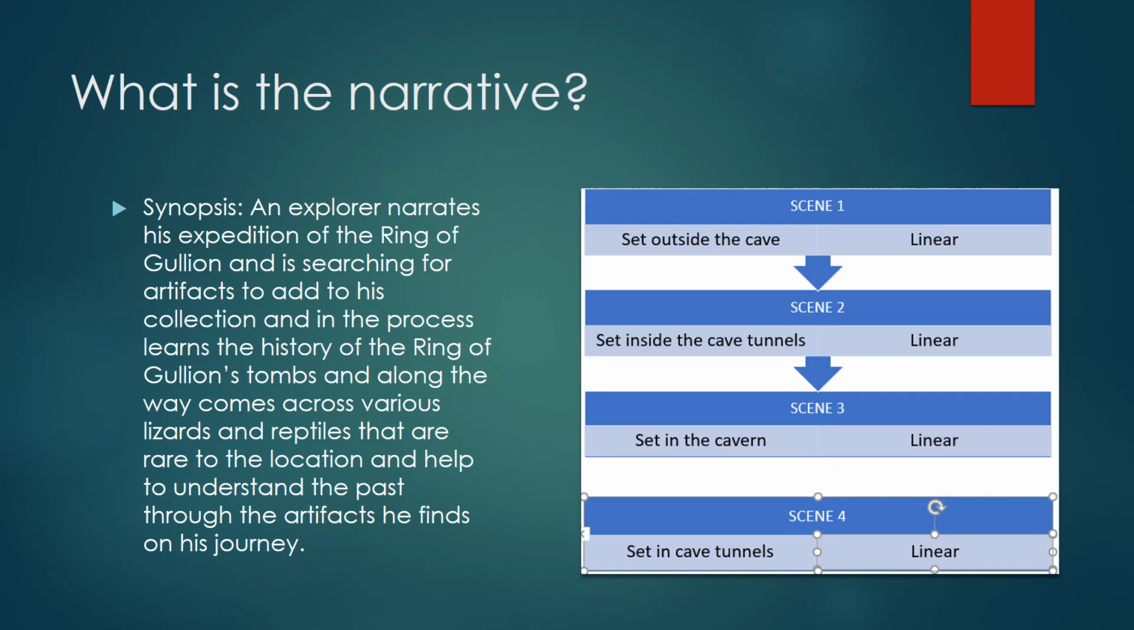What is the narrative? We have the synopsis of an explorer who's narrating his expedition of the Ring of Gullion and searching for artifacts to add to his collection, and in the process learns the history of the Ring of Gullion's tombs, and along the way comes across various creatures that are rare to the location and help to understand the past through the artifacts he finds on his journey.